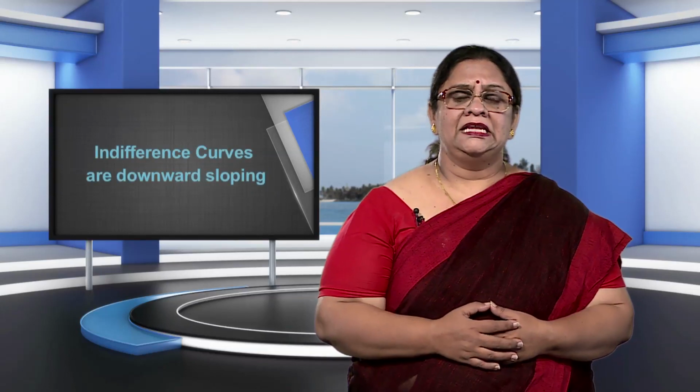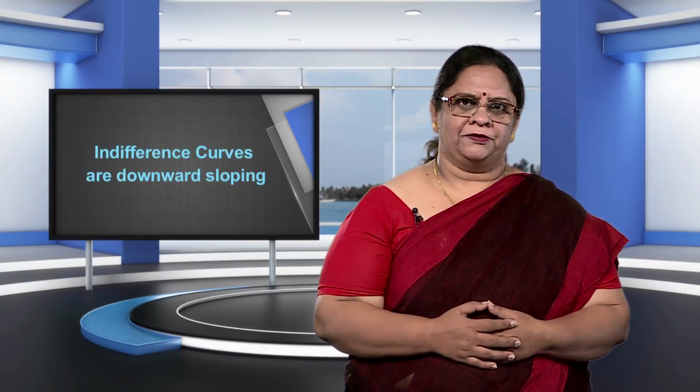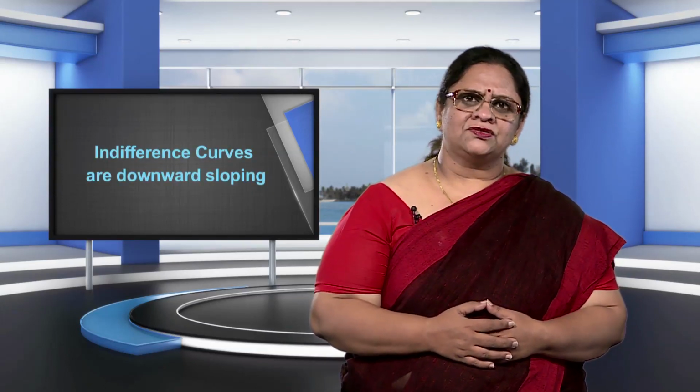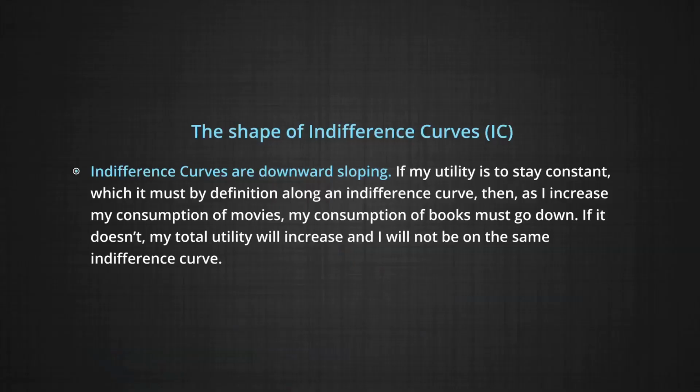1. Indifference curves are downward sloping. It is easy to see why this is so. If my utility is to stay constant, which by definition it must along an indifference curve, then as I increase my consumption of movies, my consumption of books has to go down. If it doesn't, my total utility will increase and I will not be on the same indifference curve.